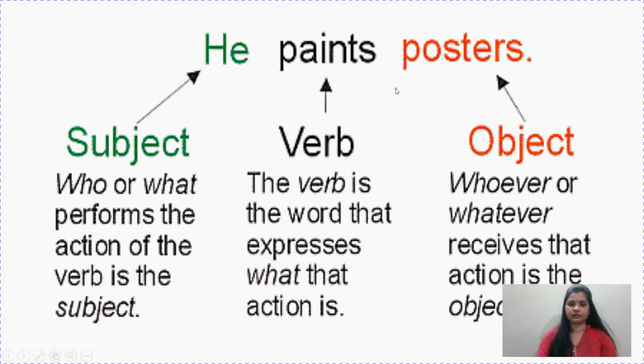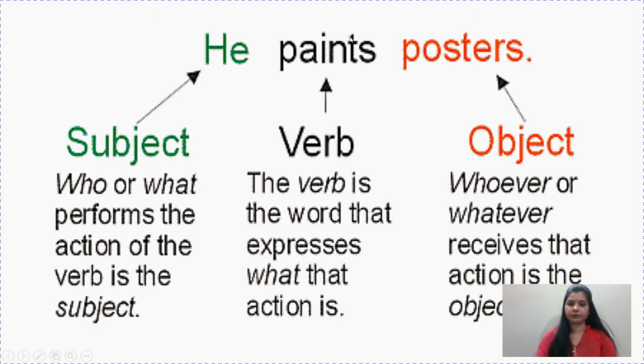Like it's written, he paints posters. Just look at this 3-word sentence. He paints posters. Children, he is the subject. Already we have learned subject and predicate in our previous class, so it is very easy for you to understand. So what is the meaning of subject? Who or what performs the action of the verb is the subject. Also you can say subject is the doer, because whatever the subject is, it is the doer. Or you can say it is about whom we are talking.